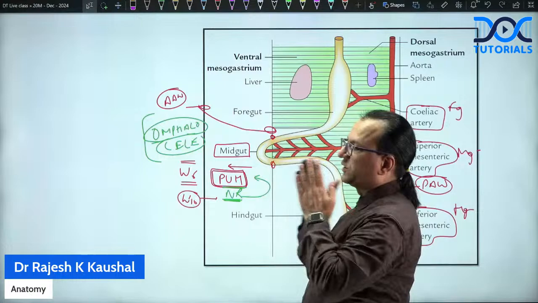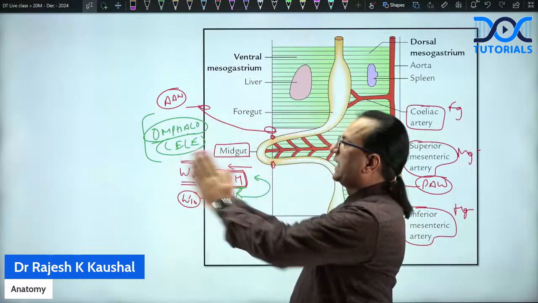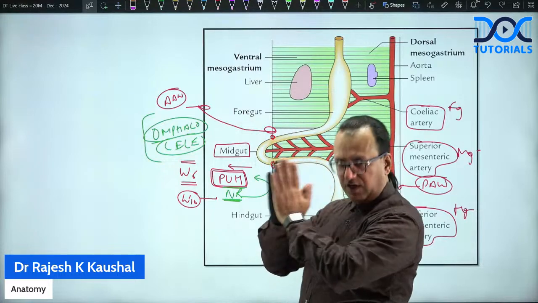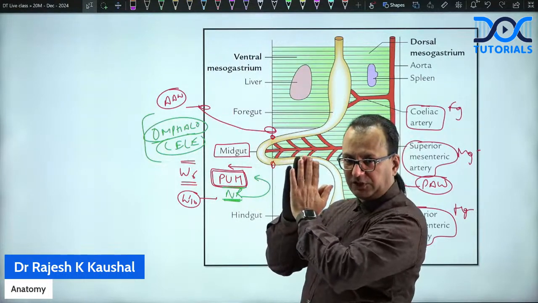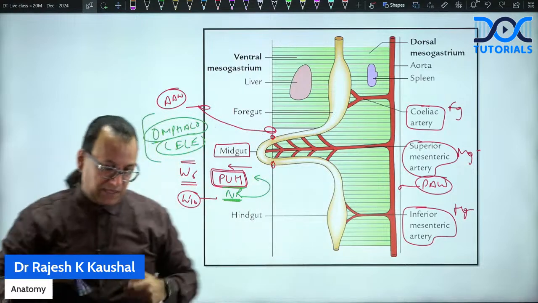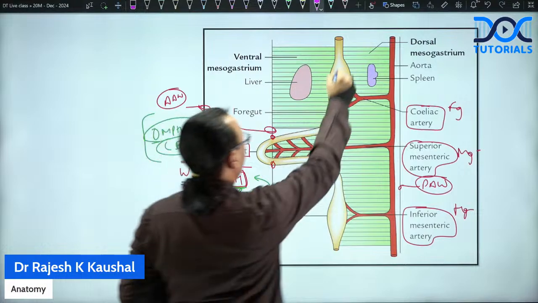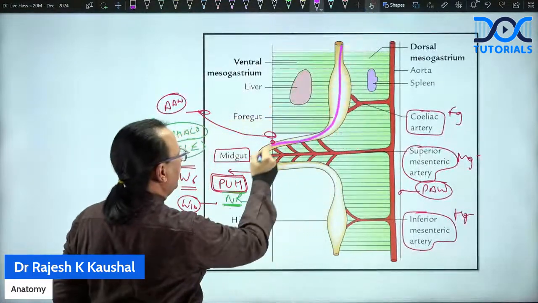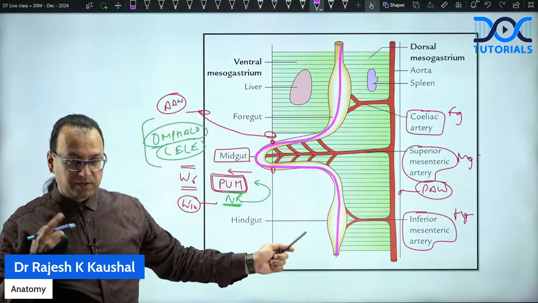From the anterior to the posterior abdominal wall, there is a double fold of peritoneum, and that double fold of peritoneum is carrying some nerves, arteries, and veins, lymphatics also. That double fold of peritoneum is given some names as the baby develops. What happens is that the gut tube becomes the axis. This is the foregut, this is the midgut, and that is the hindgut.